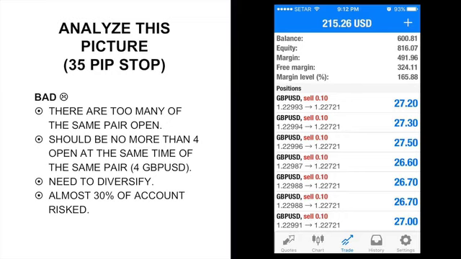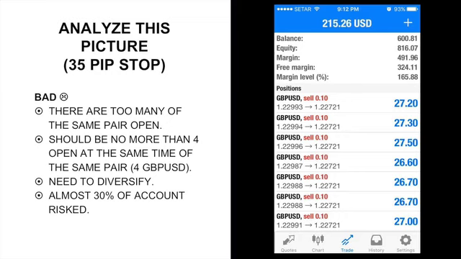The bad thing is there are too many of the same pair open, all right? If you're going to open up several pairs, then don't go over 4. 4 is actually kind of excessive unless you actually have a strategy. 2 is great. 3 is okay as long as you have a strategy. But 4, and after that, you're just excessive. All right? There should be no more than 4 open at the same time. I already said that. Okay. Need to diversify. The fact that you've got GBP USD and you've got all GBP USD. That's not a very diversified trade.